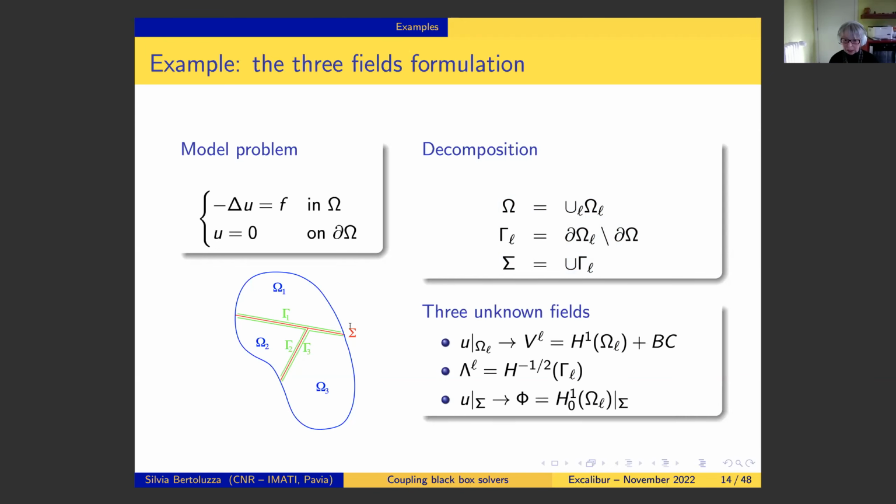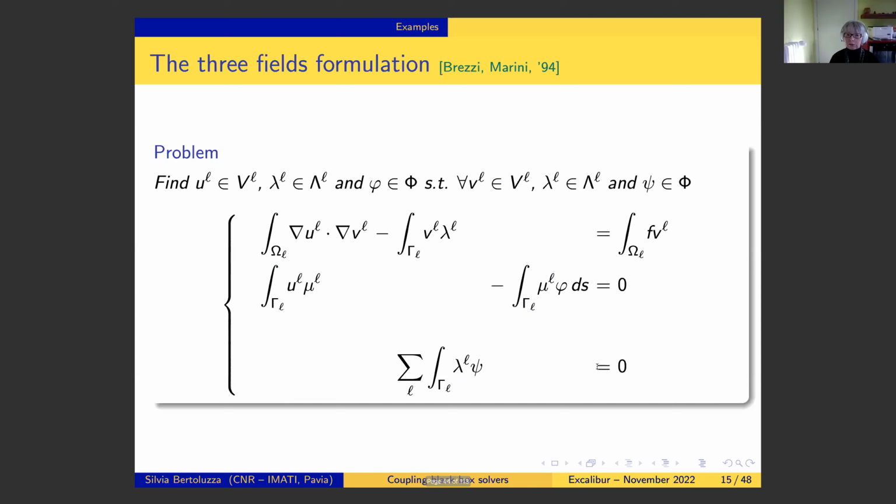And I look independently for three unknown fields. The function u in the bulk of the subdomains, the function its trace, which will be my multiplier phi on the skeleton sigma, and then I will look for the outer normal derivative, which lives in subspaces H lambda L, which are H minus 1/2 of gamma L. And the three fields formulation looks like this.